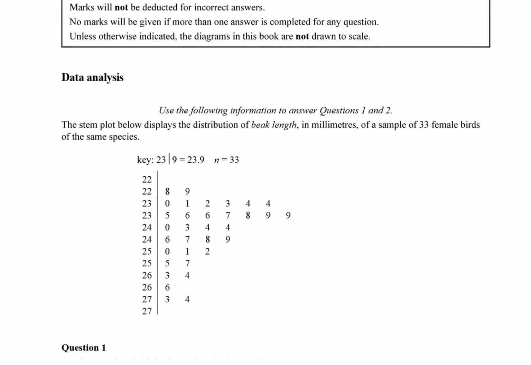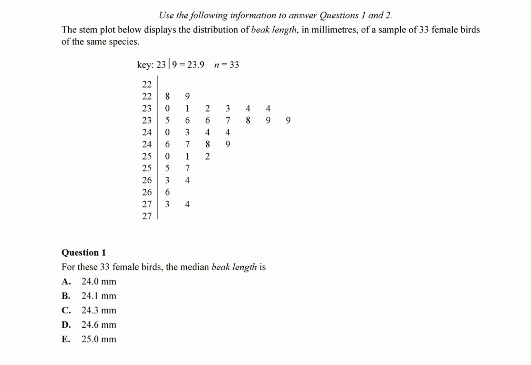The stem plot below shows the distribution of beak length in millimeters of a sample of 33 female birds of the same species. We've got our key, so that's important to remember what the key shows, and we've got our number, which is n equals 33. So the first question is, for these 33 birds, the median beak length is, and we've got to work that out. To me, the easiest way to do that is to apply the n plus 1 rule.